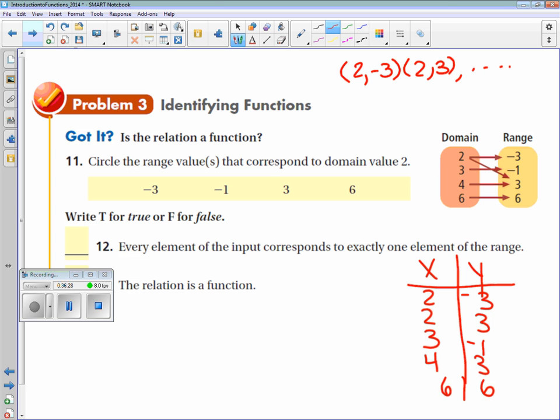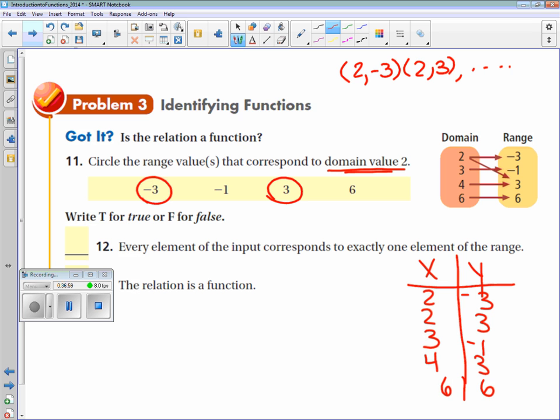Okay? Let's circle the range that has a domain value of +2. How many range values does it have? How many y values go with +2? So what are they? -3 and +3. Okay? Can you have 2 y values? You can have 2 x values. So this is still a function, right? The x's did not repeat, or did they?